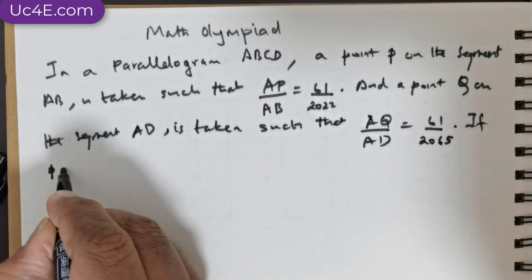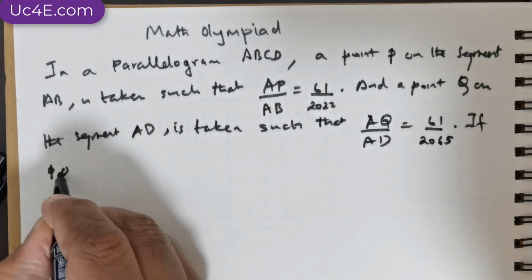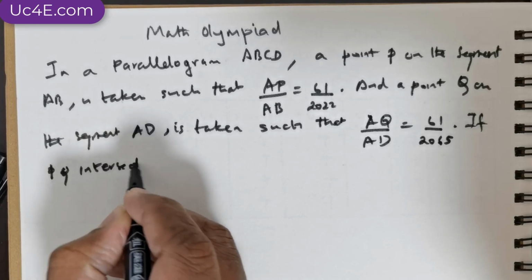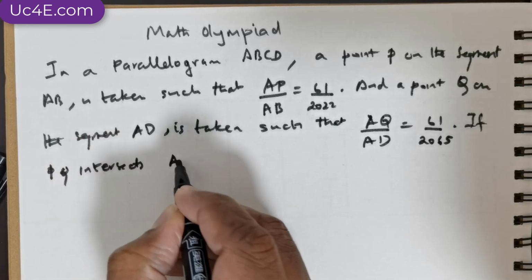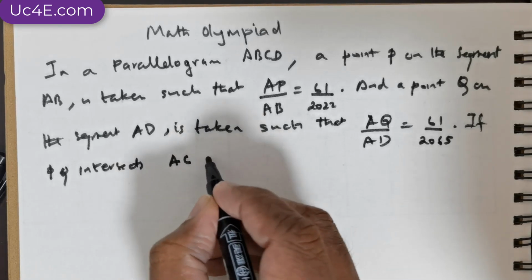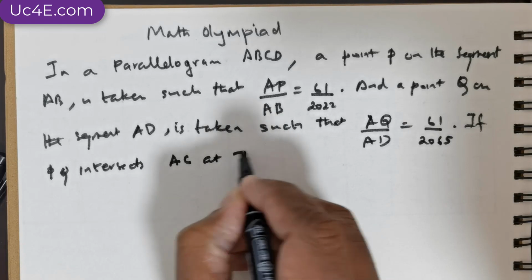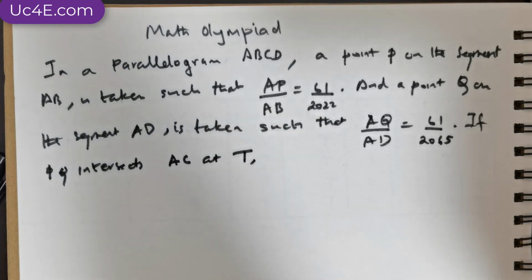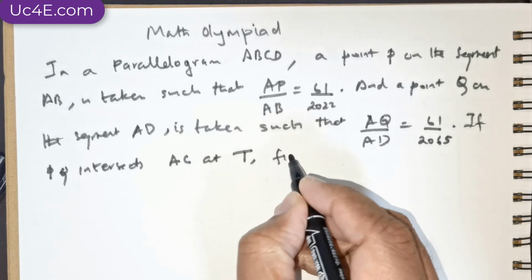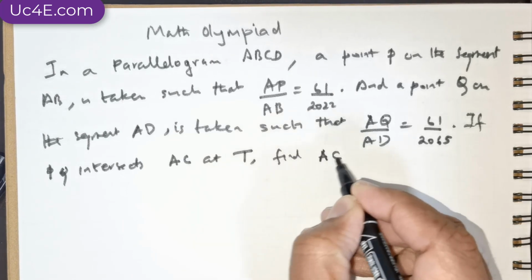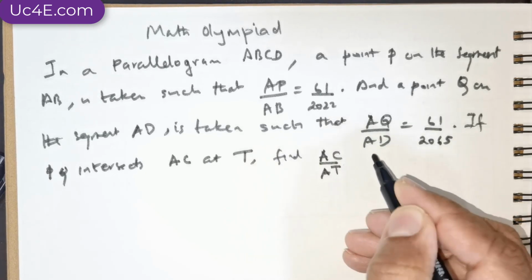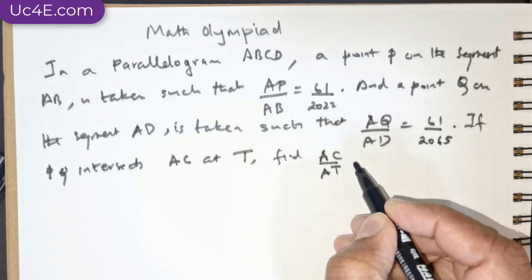If PQ intersects AC at T, we are expected to find AC over AT. So this is the question.